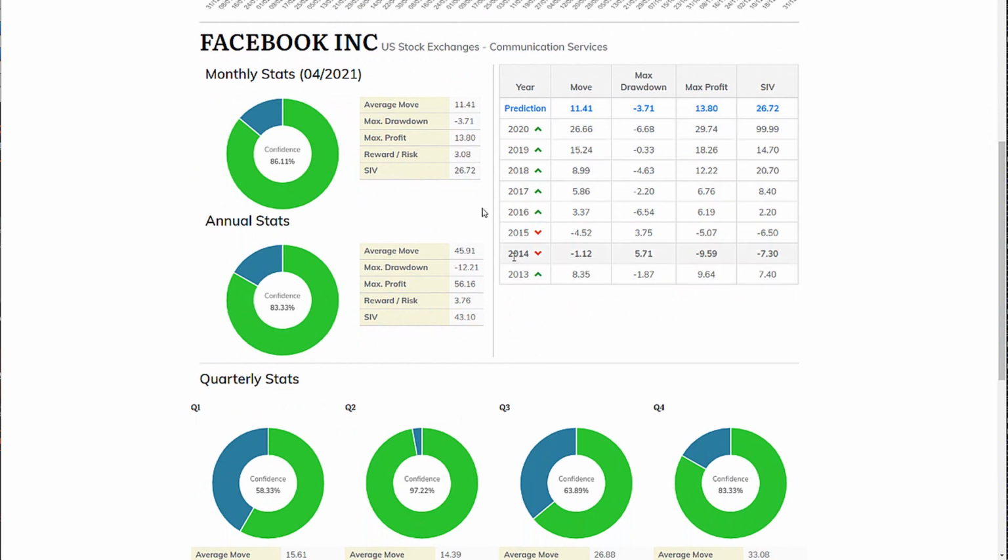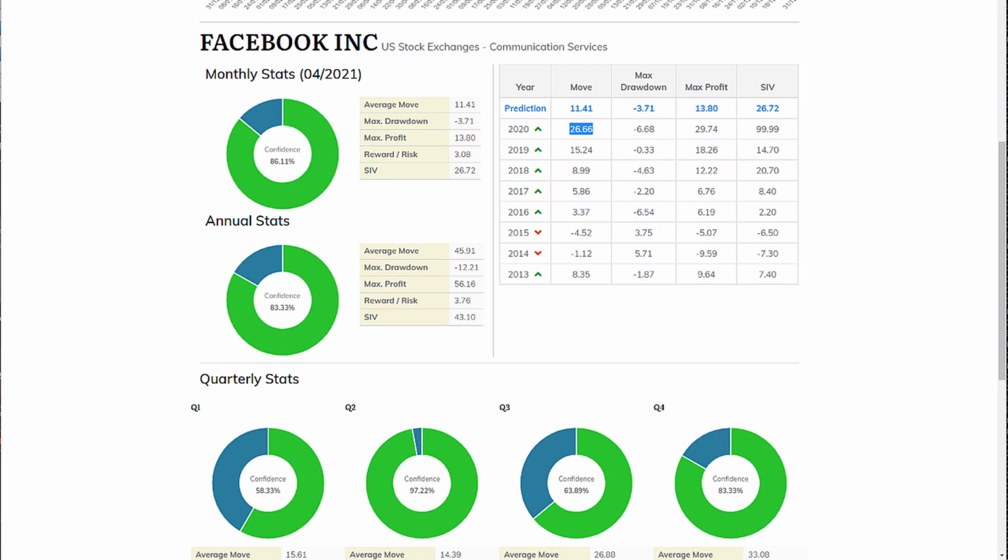This table gives you the breakdown for this month of April. It tells you exactly what happened each individual year and gives you the prediction, which is pretty much right there. So you could see all this information in here. You could see last year there was an outlier where this did move huge, 26%, and so forth. So you could see exactly what happened here in Facebook.